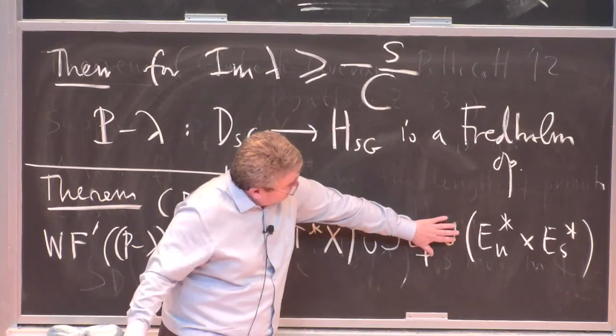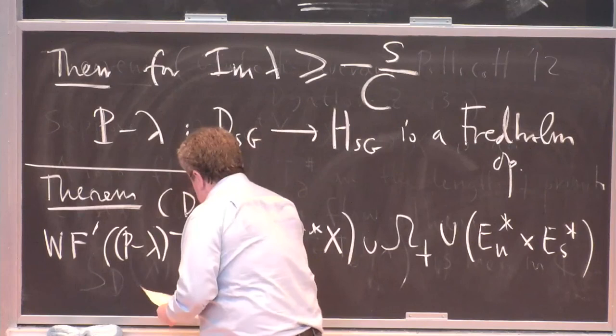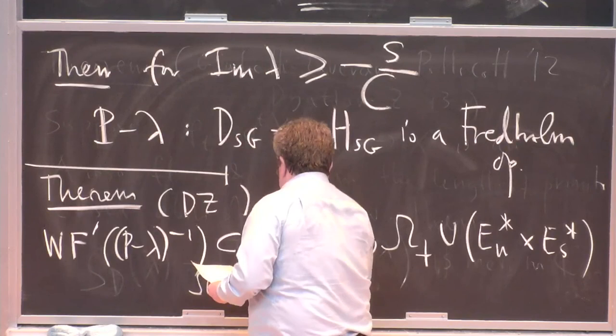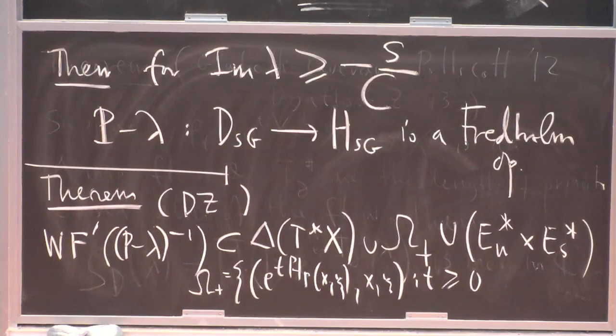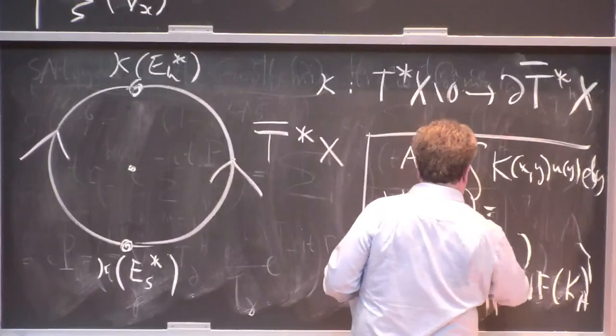Where Ω_+ is the positive flow out, (e^{tH_p}(x, ξ), (x, ξ)) for t positive. Actually, I should really write it as (x, ξ, y, η). I just switched the sign of the last thing. So it's just the flow out.